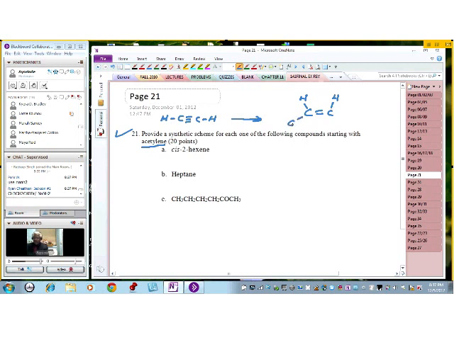Okay, so therefore, 2-hexene: this here, and this here, hexene. Okay, 1, 2, 3, 4, 5, 6. Okay, that is what we need to make. So how do you approach this?